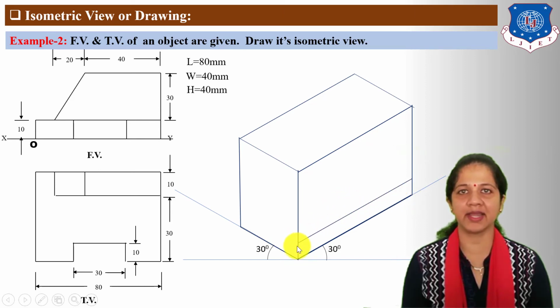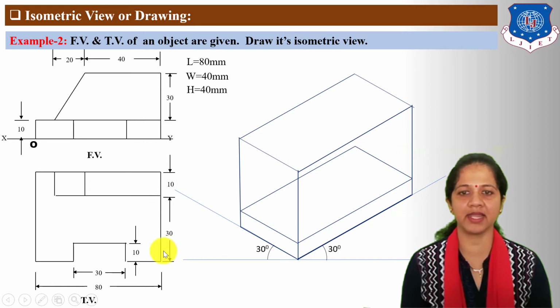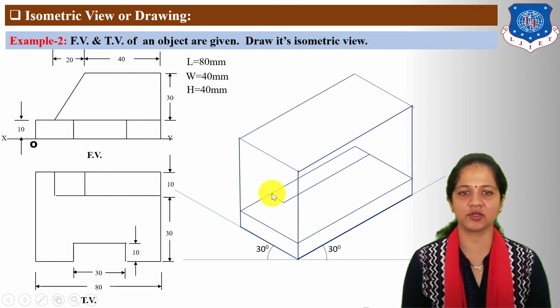Take height 10 mm and draw parallel to x-axis line and complete 10 mm height base. Next take 30 mm width on this line and draw parallel to length line, and length is equal to 40 plus 20, 60 mm. And from this point draw parallel to width line.